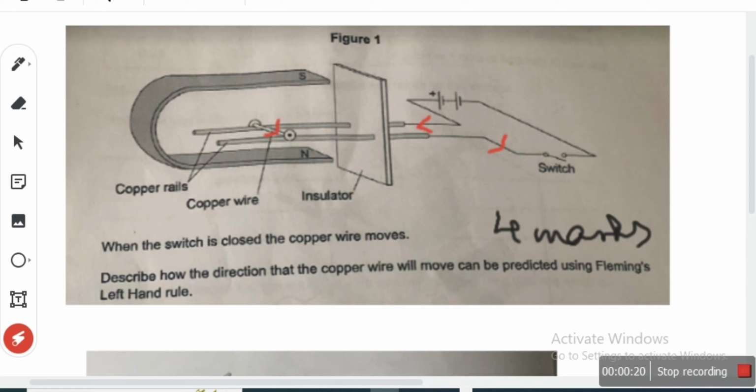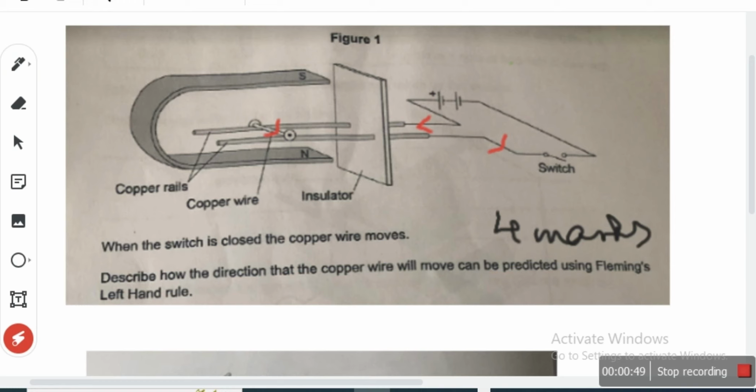The question says, when the switch is closed, the copper wire moves. Well, this is just additional information, because one of the ways you can be asked to describe this is, what will happen to the copper wire when the switch is closed? This is the copper wire here. And then it says, describe how the direction that the copper wire moves can be predicted using Fleming's left-hand rule.